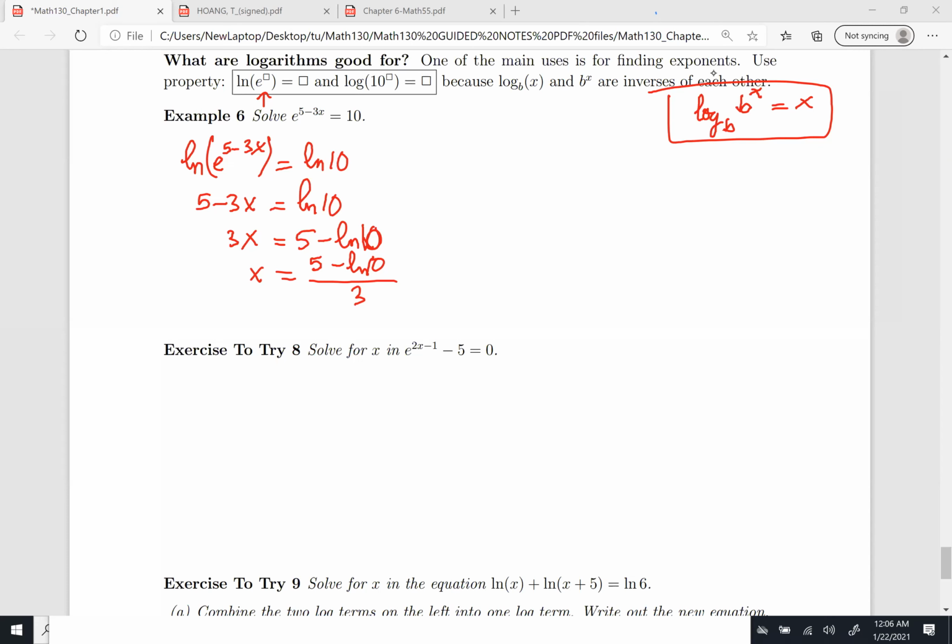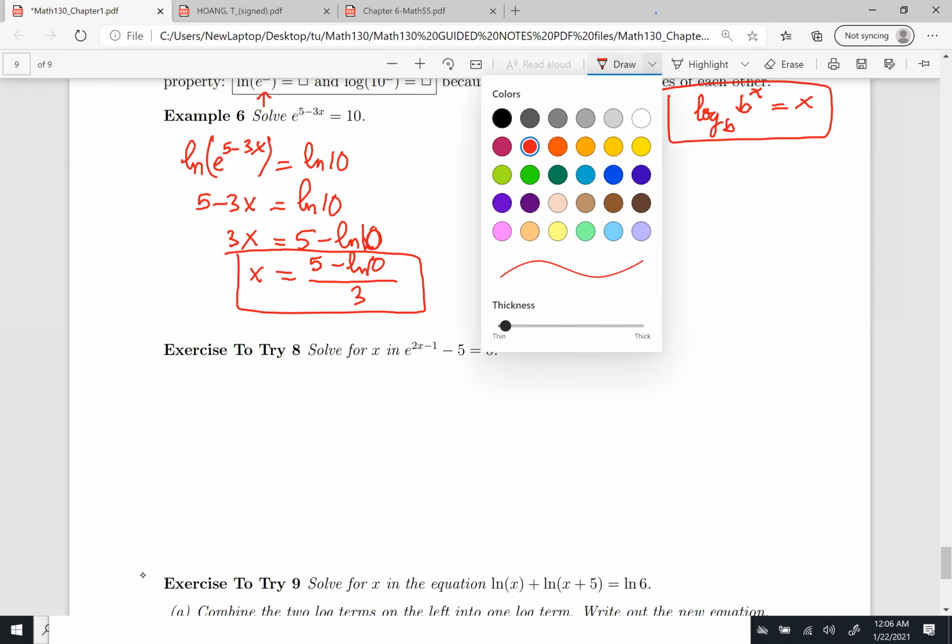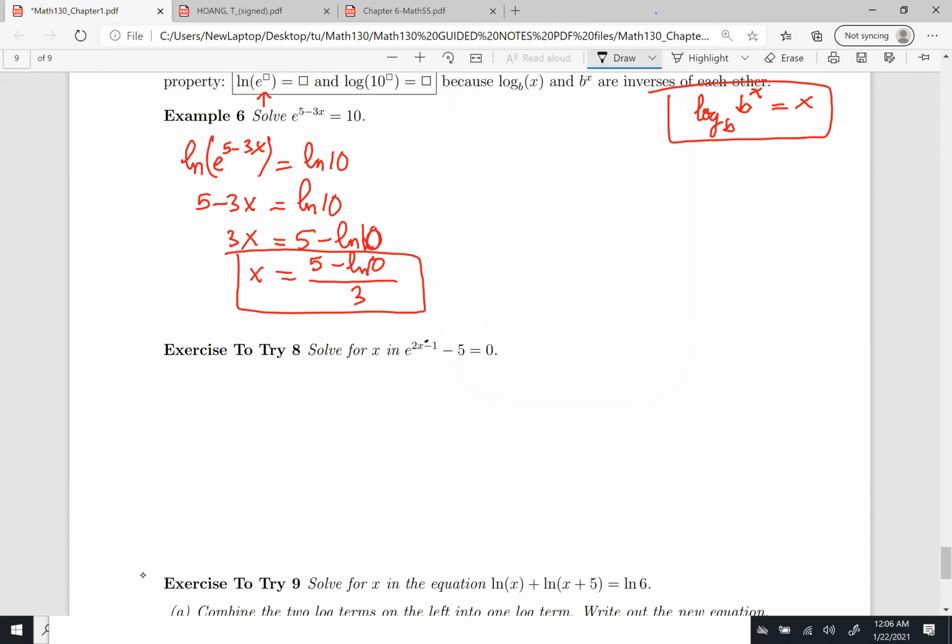Okay, so that should be the solution. Change that color. Okay, let's move to example 8. Let me change. You know what? Yeah, good.